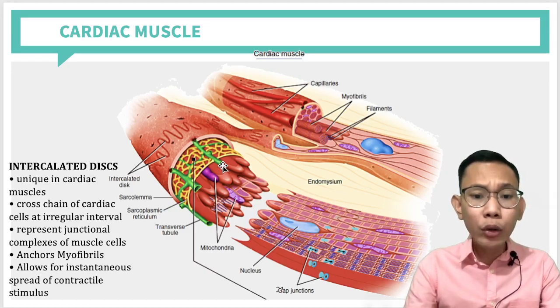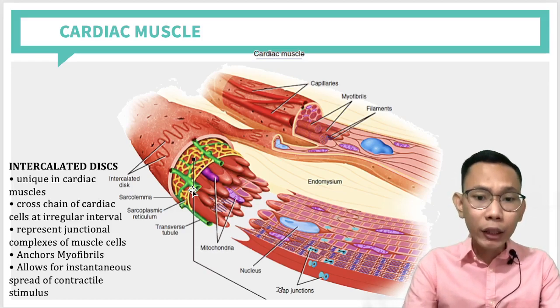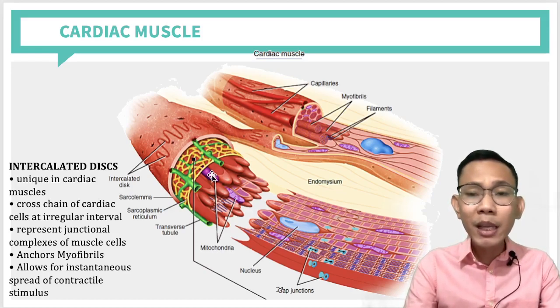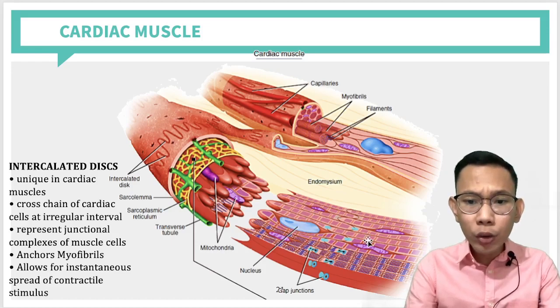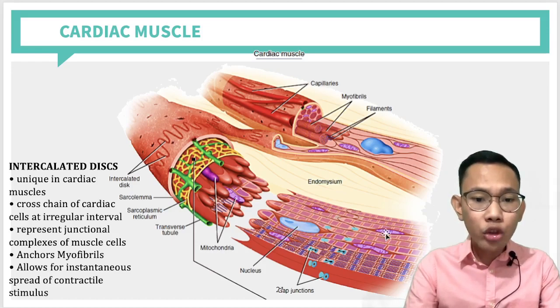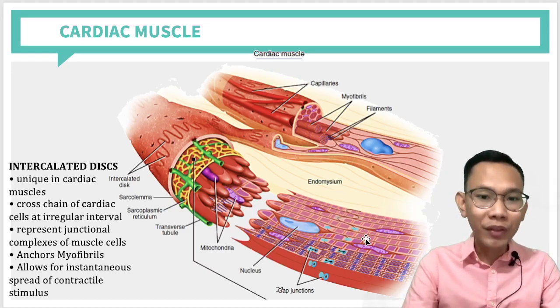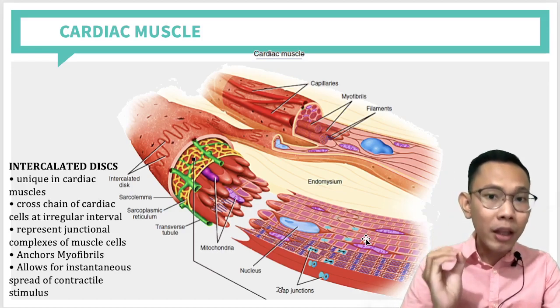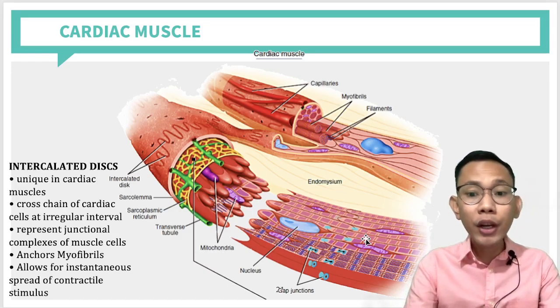In terms of the distribution of your cardiac muscle, it is located in the walls and septa of the heart, and in the walls of the large vessels attached to your heart, the aorta and your pulmonary trunk. Similar to your skeletal muscle, your cardiac muscle fibers exhibit cross striations, as a result of the regular arrangement of your actin and myosin filaments. So in terms of structure, it is similar to your skeletal muscle by the presence of striations.